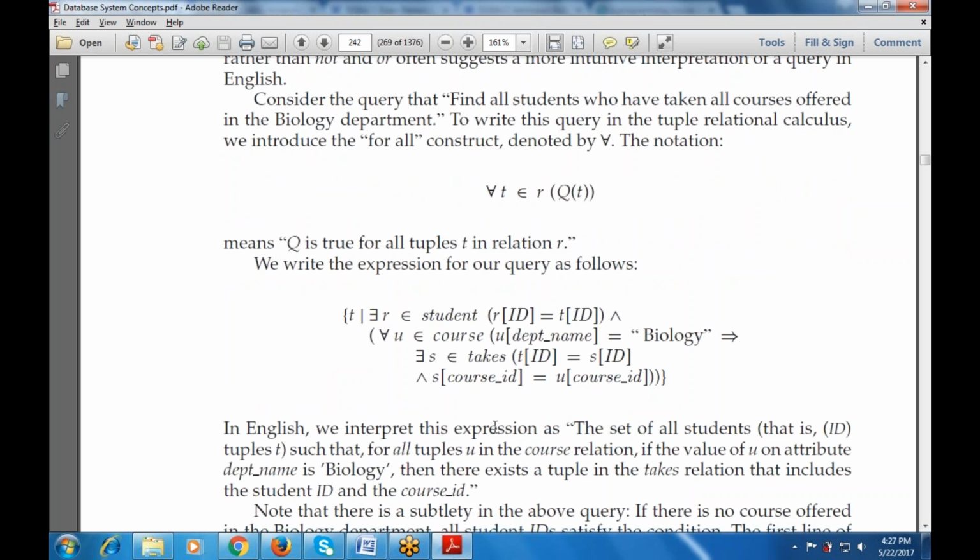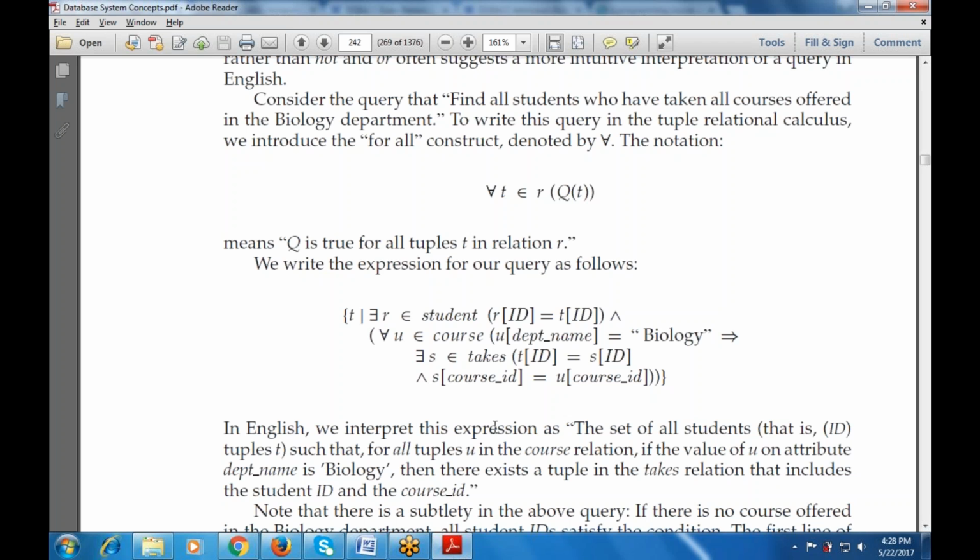In English, we interpret this expression as the set of all the student IDs such that for every tuple U in the course relation, if the value of U on the attribute department name is biology, then there exists a tuple in the takes relation that includes the student ID and the course ID.